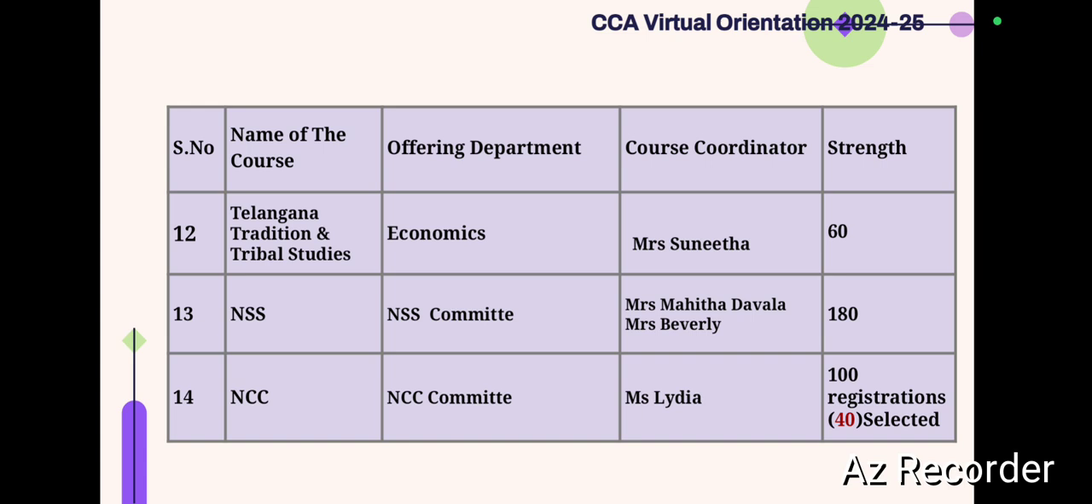So I want all of you to make a note that whoever is registering for NCC has to go through a selection process, and only 40 cadets are going to be selected out of the 100 enrolled students. The remaining 60 who are not selected have to opt for the available vacant courses.